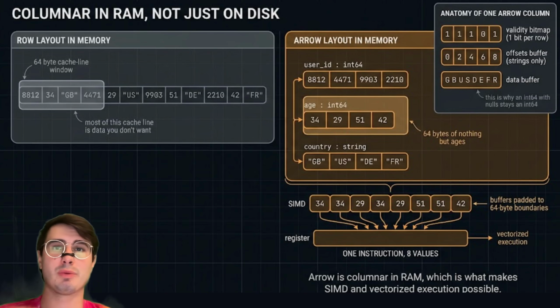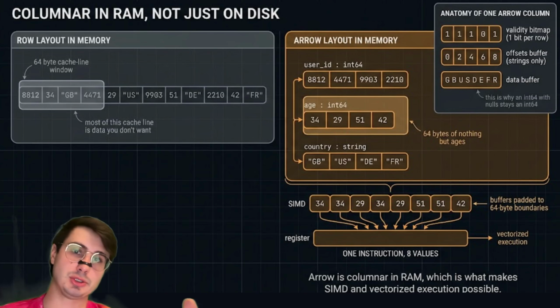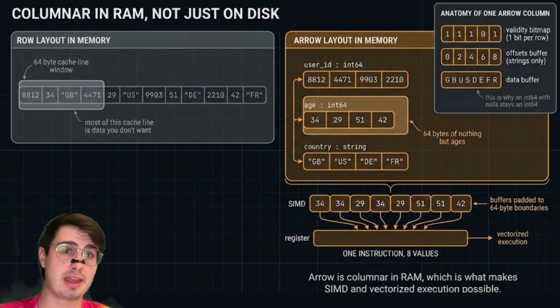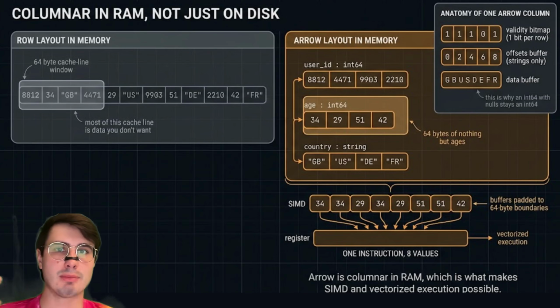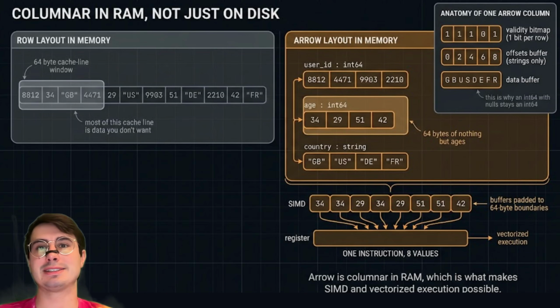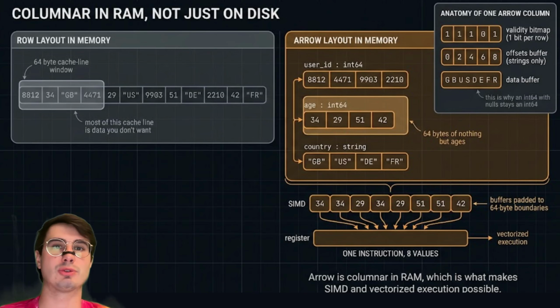The reason that matters in memory, and there are 2 of them, is that it's about hardware rather than software. First is cache. Your CPU doesn't fetch one value from RAM, it fetches a cache line, 64 bytes at a time, whether you wanted that much or not. So if you're summing the age column and your ages are interleaved with user IDs and country strings, most of every cache line you pull in is stuff you're about to throw away. But if you pack the ages together, every cache line is 64 bytes of ages, which is the same useful data with a fraction of the overall memory traffic.